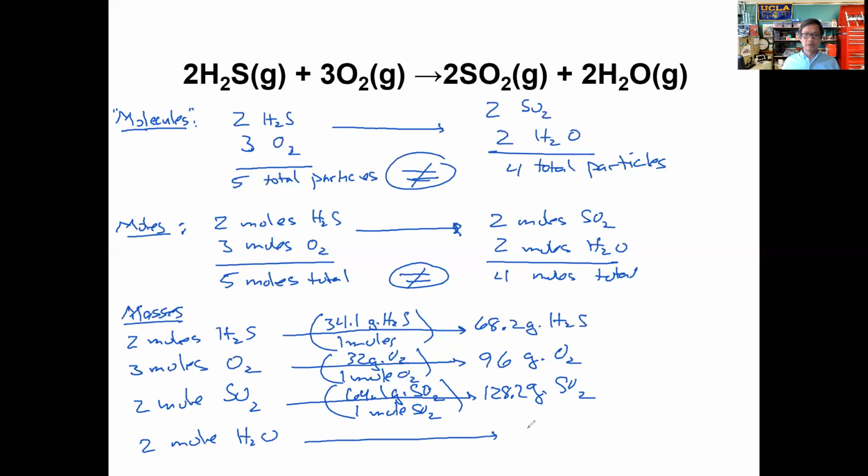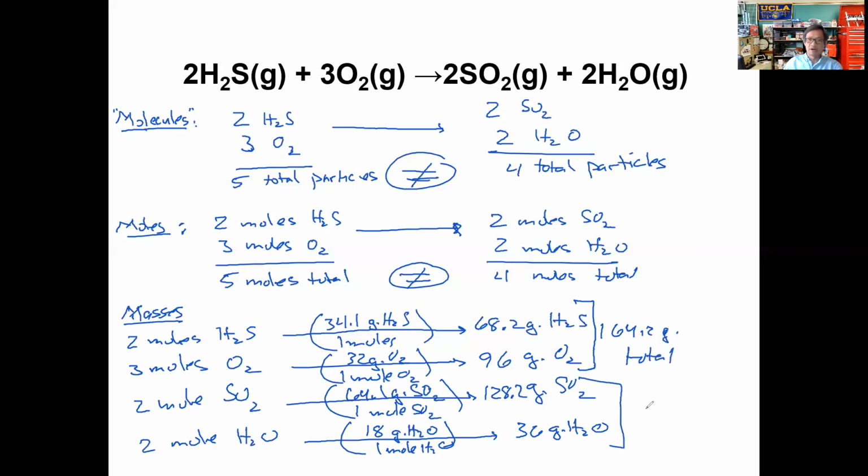And then finally 2 moles of water, H2O, to grams of water. This will be 18 grams H2O for every 1 mole H2O. And we end up here with 36 grams of water. All right, so these are the amounts that we start out with. This is the mass that we start out with. We add that up, we get 164.2 grams total reactants. We add these two together, we end up with 164.2 grams total as well. And that makes sense, because remember, mass is conserved.